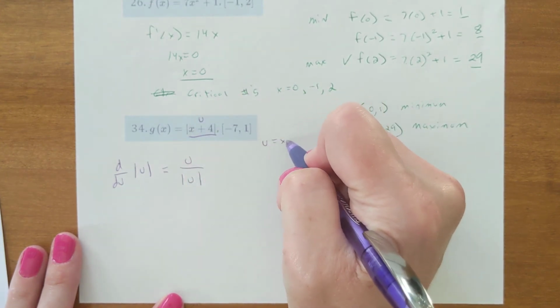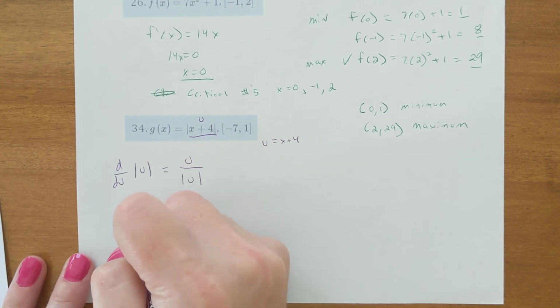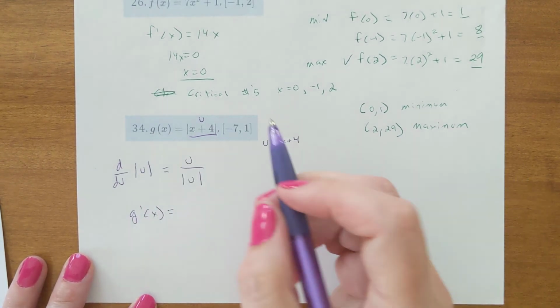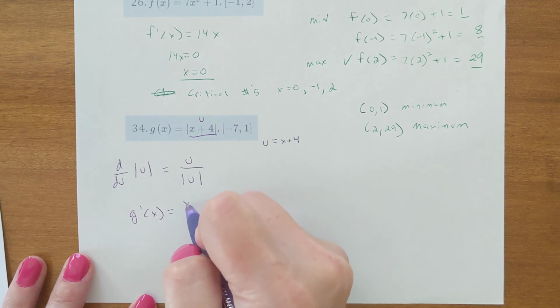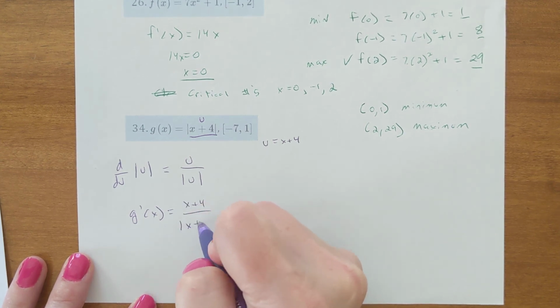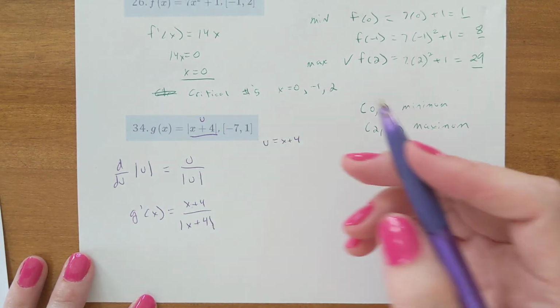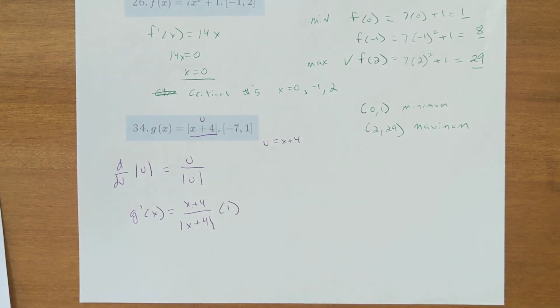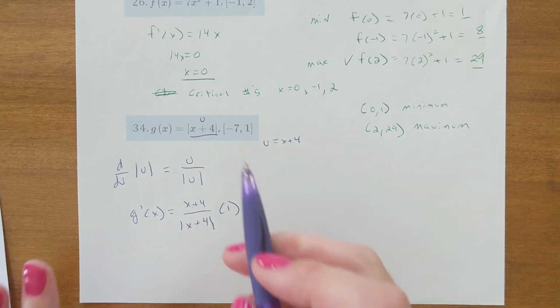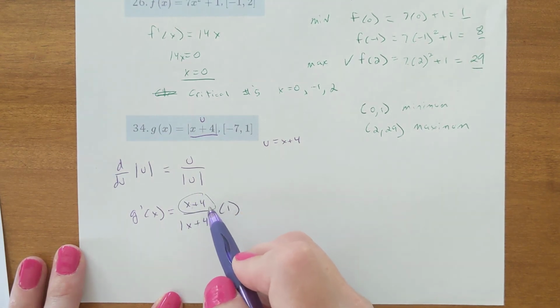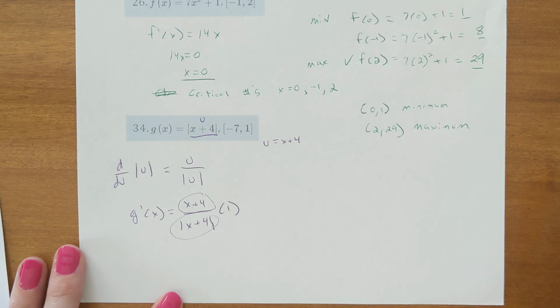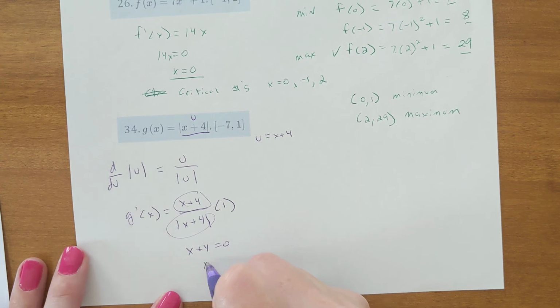So the u here would be x plus 4. So the derivative of that, g prime of x, is u on the top, which is x plus 4, over the absolute value of u, and then times the derivative of u. And luckily the derivative of x plus 4 is just 1, so it's times 1. So it's a little bit of the chain rule going on. The critical numbers on here, there's really not that many. The critical number would obviously be negative 4. It's whatever makes the top equal to 0 or the denominator undefined, which is the same number, negative 4. If x plus 4 was equal to 0, x would be negative 4.